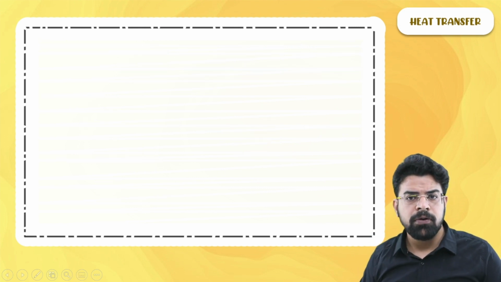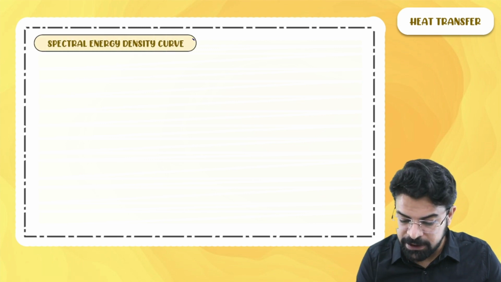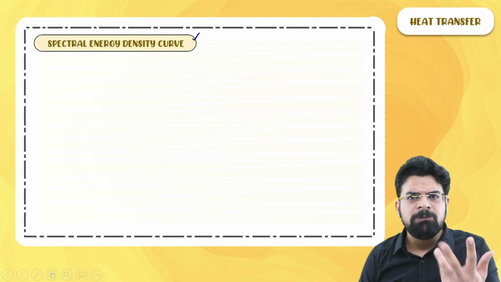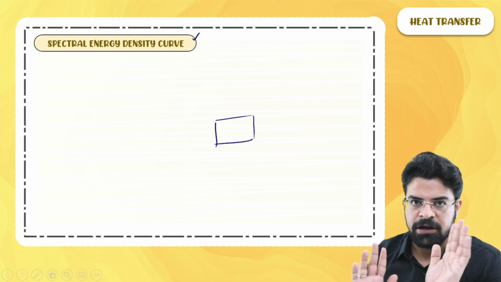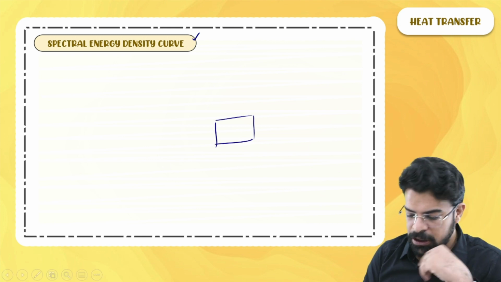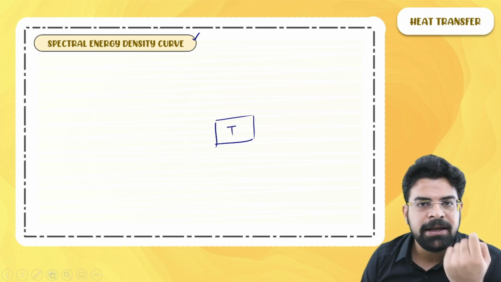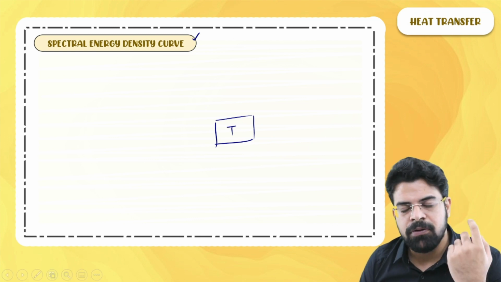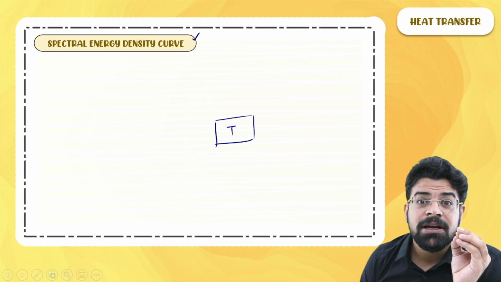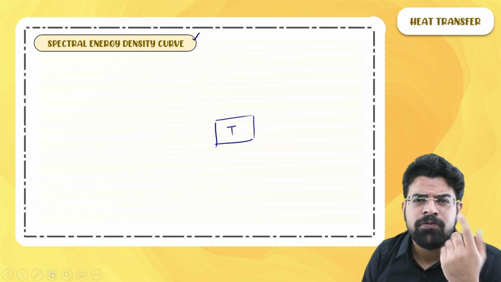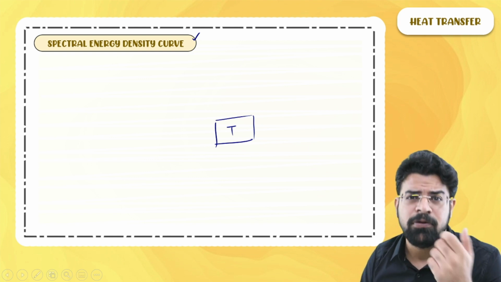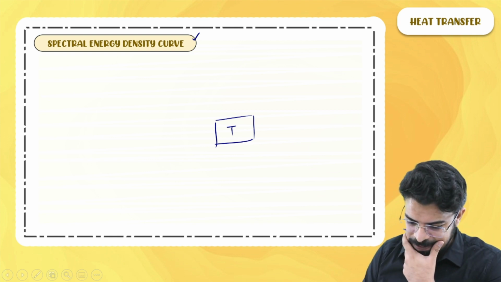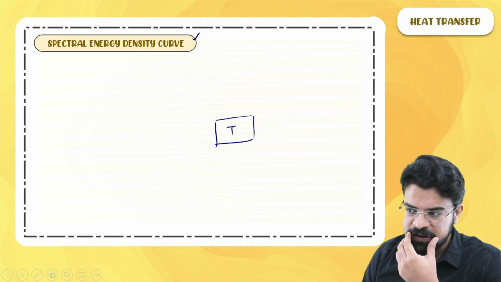Now we are going to discuss the spectral energy density curve. What does it mean? Let's see. We have learned that every object above 0 Kelvin radiates. So let's say there is one object at temperature T. It will radiate EM waves. Now the question is, which type of photon will it radiate? X-ray, gamma ray, visible? Which type of photon?